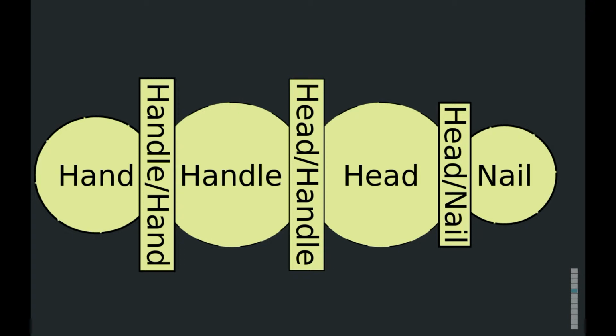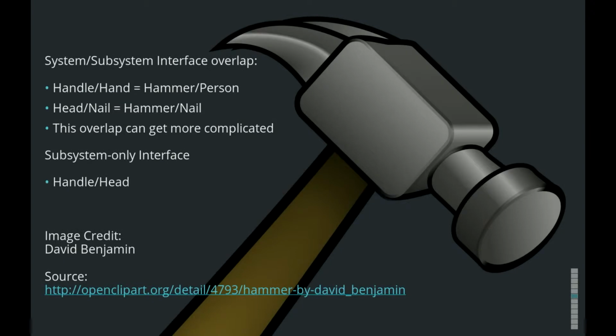I remember in the context view that we didn't have a handle-hand interface, and we didn't have a head-nail interface. We had a hammer-person interface and a hammer-nail interface. What happened? What looked like a hammer-person interface, now at this closer, deeper level, looks like a handle-hand interface. And what looked like a hammer-nail interface is now a head-nail interface. And this kind of overlap can get more complicated. Sometimes an external interface turns into more than one interface at the subsystem level. Maybe two different subsystems are talking to the same external subsystem.